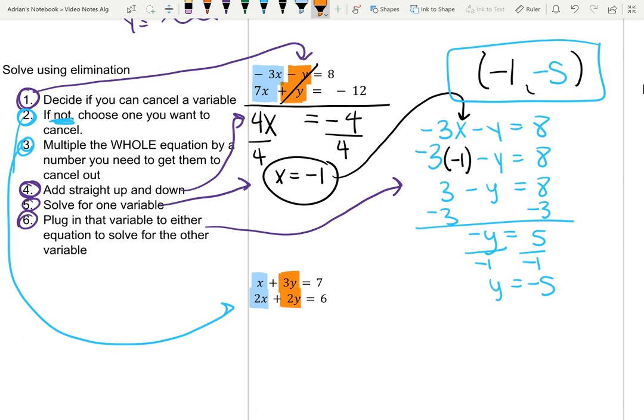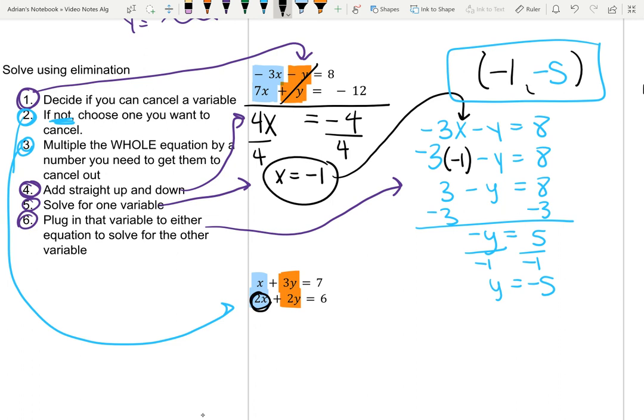To be able to do that, you have to multiply the whole equation by a number that you need to get them to cancel out. And that's a little bit confusing. So basically, I want to force something to cancel out. So let's say I want to cancel out my x's. The only way for these to become 0 would be if they were either both 1 or both 2, like a positive 1, a negative 1, a positive 2, and a negative 2.